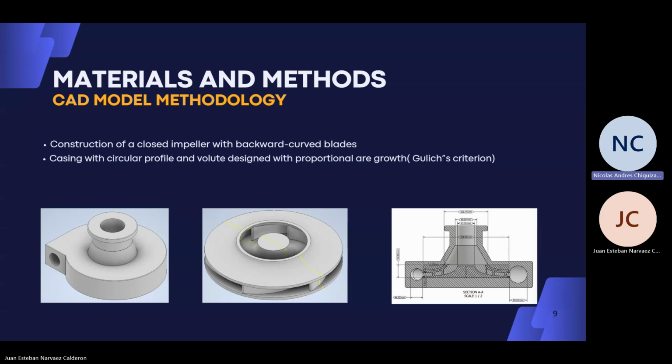The geometry was designed using turbomachinery design relations and velocity triangle analysis. These velocity triangles define the relationship between the different velocity components at the inlet and outlet of the impeller. Using these parameters, the impeller blades were generated, and the full 3D model of the impeller and volute was created in Autodesk Inventor. The design used backward curved blades and a volute design according to Gülich's proportions and the growth criterion.